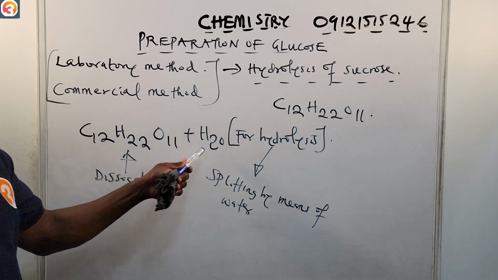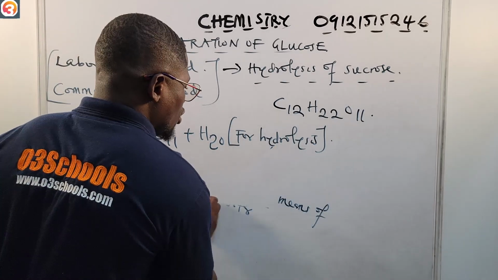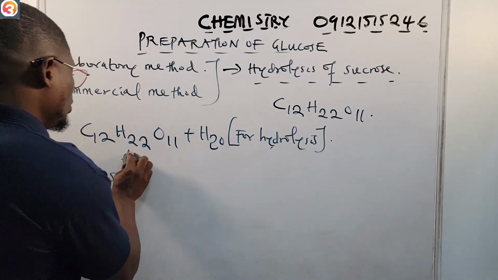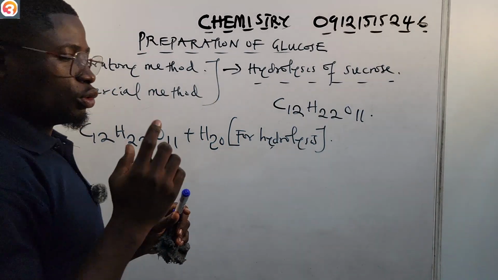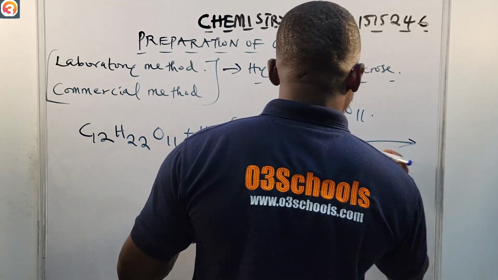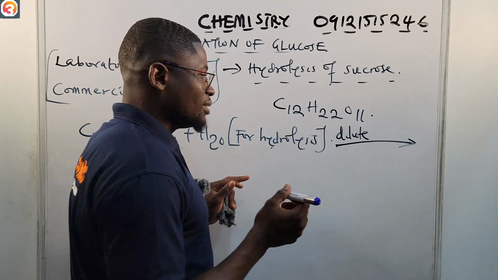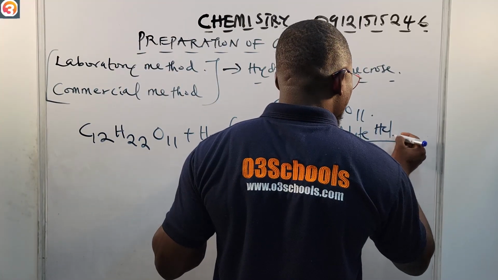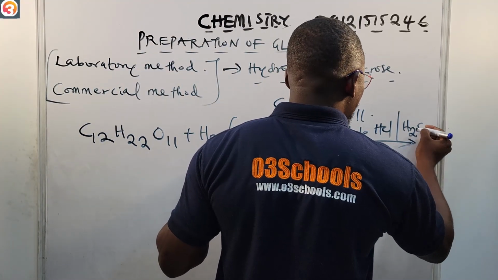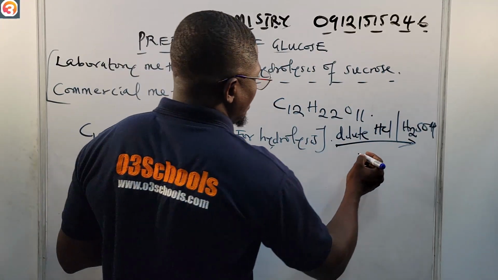So this water is for the purpose of hydrolysis, and what will now be our product? Of course, obviously, we are going to have two monosaccharides such as glucose and fructose. So now, what are the conditions here? We are going to use a dilute mineral acid like HCl or H2SO4. So these are our conditions, and then of course we apply heat.